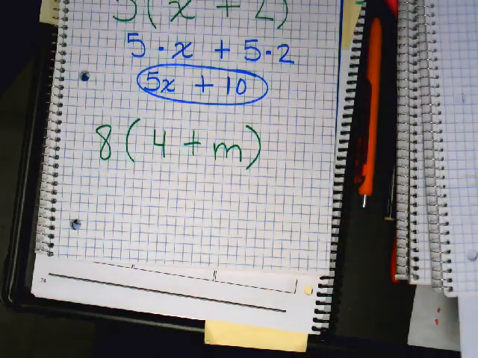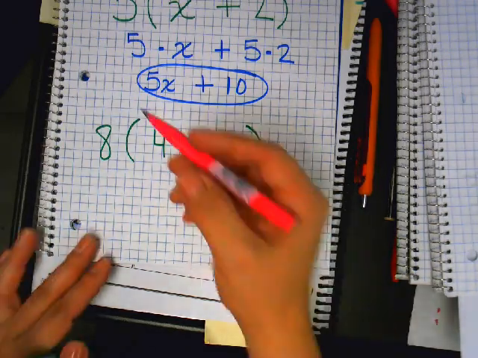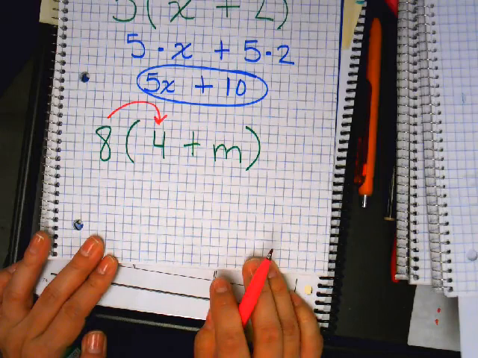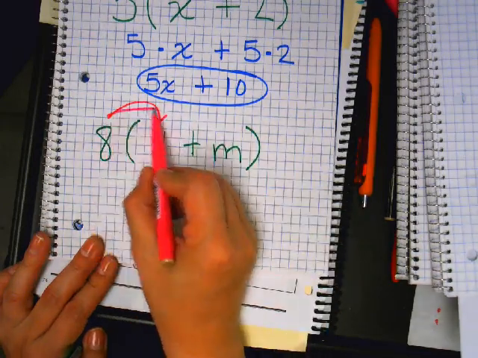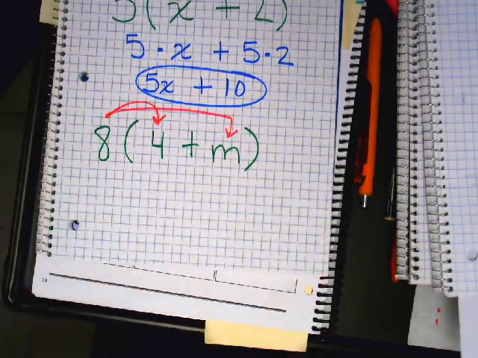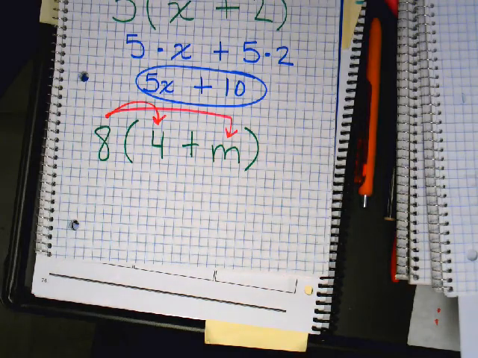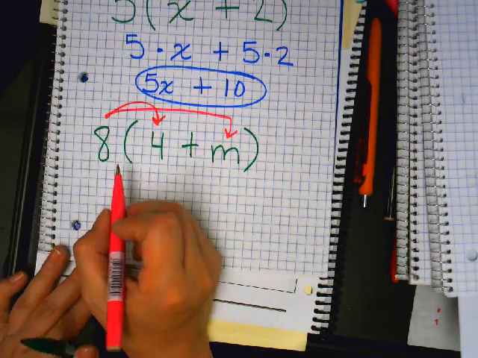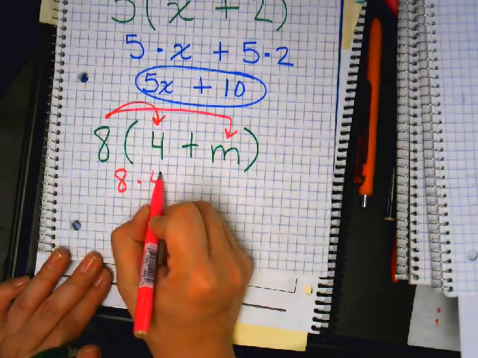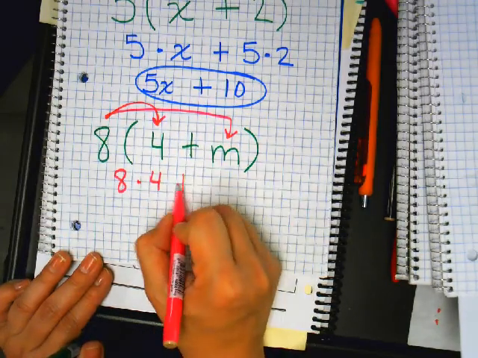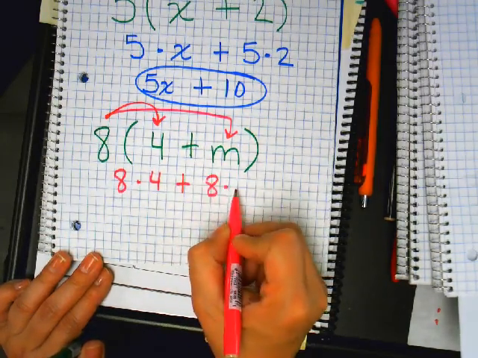All right. So everybody gets an 8. So this person gets an 8, and this person gets an 8. Everybody gets an 8. So write this down. And then it'll be 8 times 4 plus 8 times what?